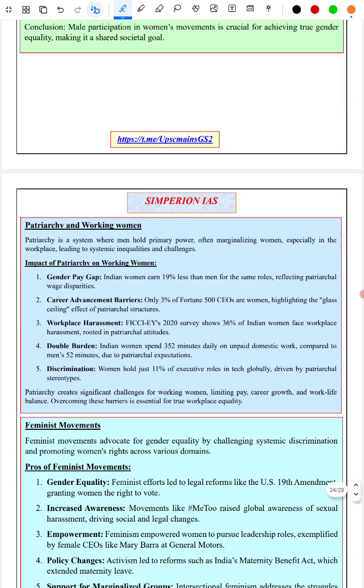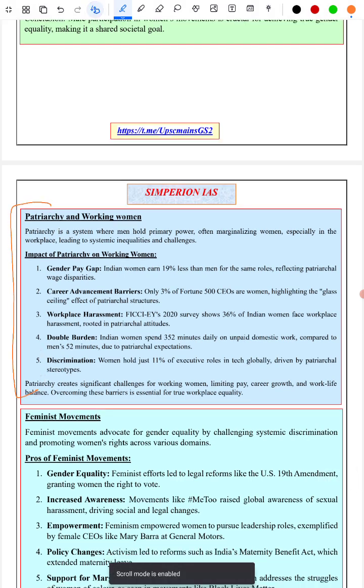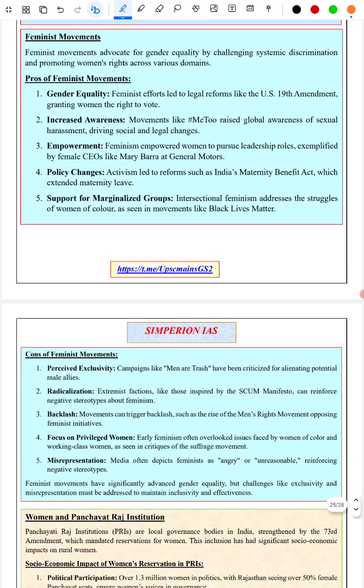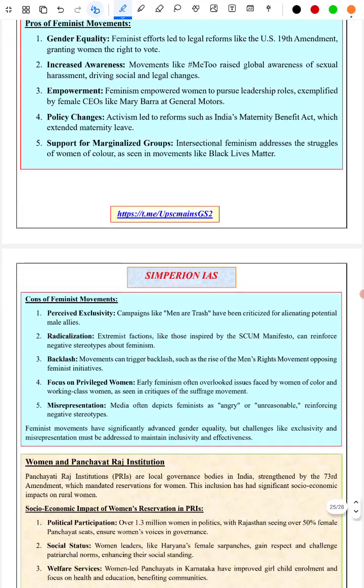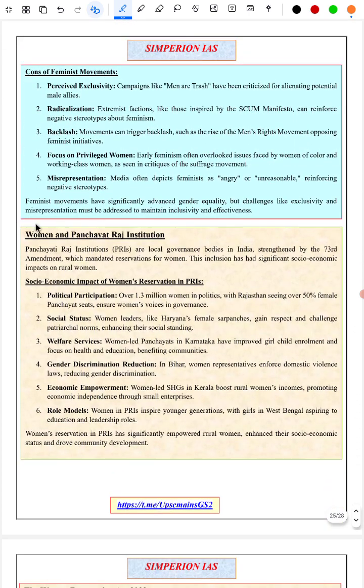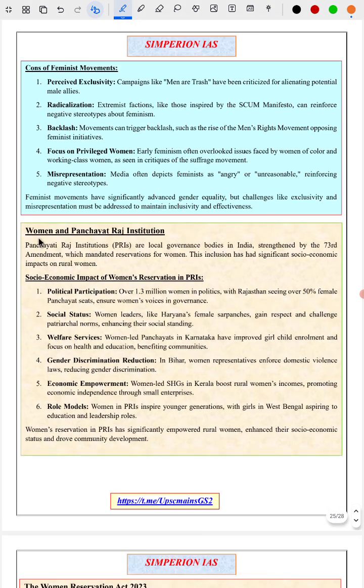Next is patriarchy and working women. What is the impact of patriarchy on the working woman? Next, we have covered the feminist movement, which is the pros of the feminist movement and also the negatives, disadvantages or cons of feminist movements. Next, we have covered women and Panchayat Raj institutions and what is the socio-economic impact of more women participation in the Panchayat Raj institutions. It's one of the important PYQ questions as well. We have covered that.